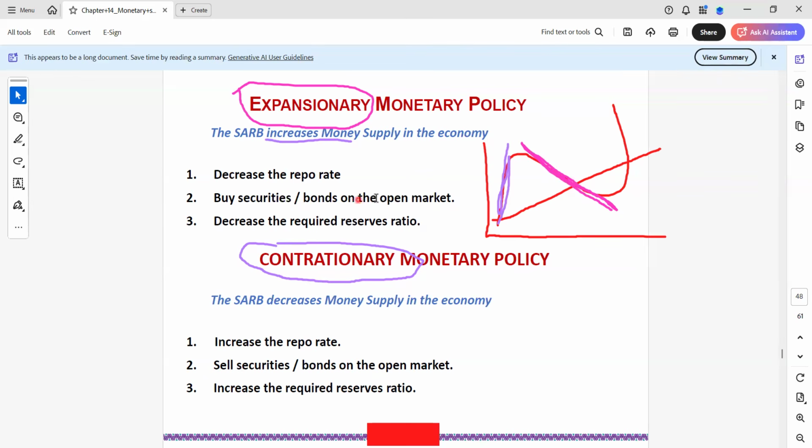Now if banks have more money, they want to increase the supply of money. If banks have more money, they can lend that money to the public. And then that's how reserve ratios work.